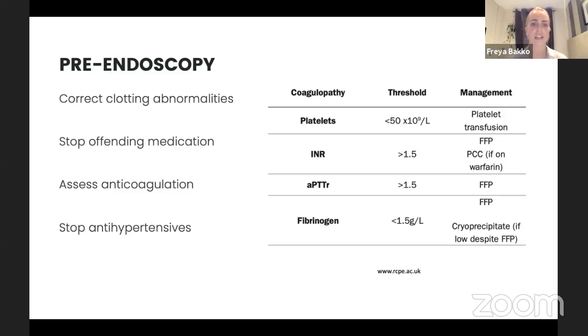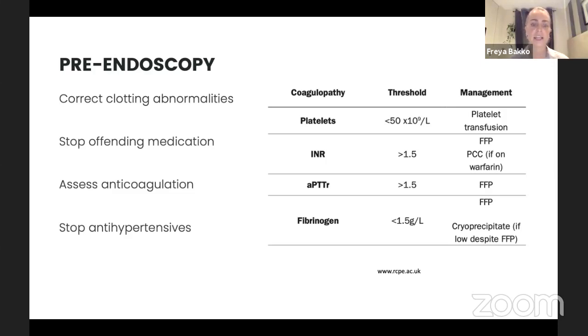So make sure you correct any clotting abnormalities. Very important to get a full clotting profile. You won't be expected to do this by yourself, but it's important to know what you can give to a patient with clotting abnormalities. Then you want to stop any offending medications. So we've mentioned some of the medications that increase your risk of upper GI bleeds, and that includes NSAIDs, aspirin, and steroids. So make sure you stop these drugs to not worsen the upper GI bleeding.